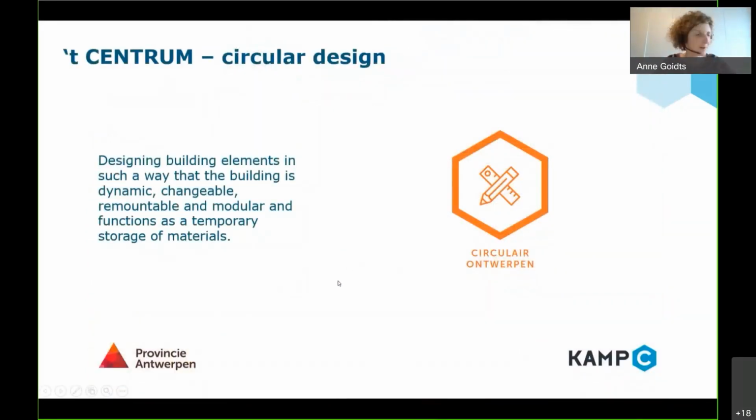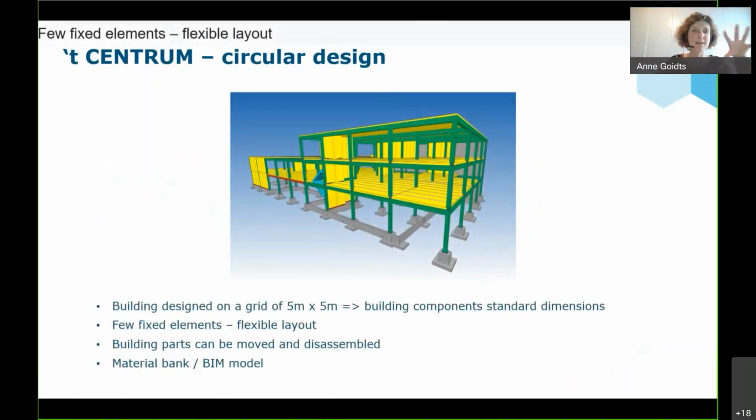Then something small. I didn't check my time, I should say, but I will say something small about the circular design. That's also, of course, very important. So, designing building elements in such a way that the building is dynamic, changeable, remountable, and modular, and functions as a temporary storage of materials. What's really important is that this consortium was very concentrated on the dismountability. So it's a structure that you can dismantle, take everything out, and build it again somewhere else. And it's really for everything, also for the foundations. Everything is really dismountable.